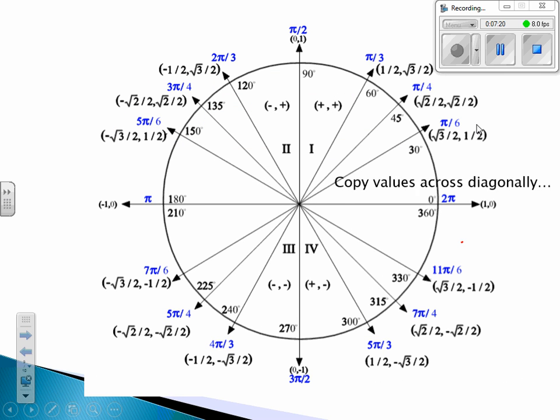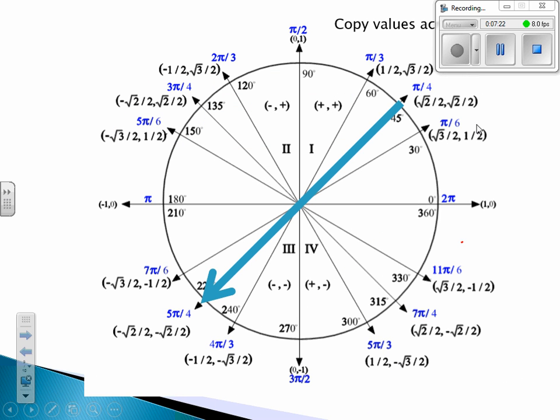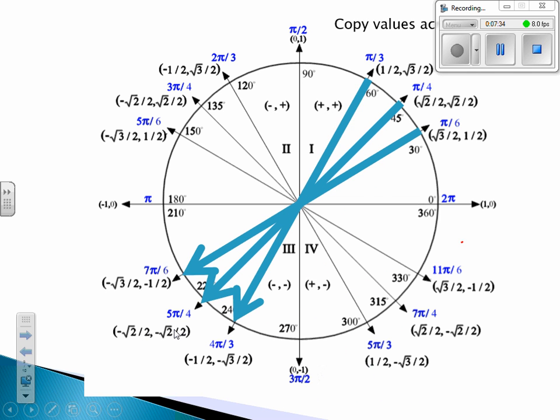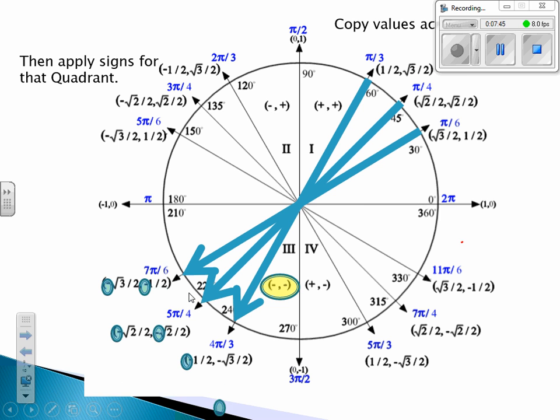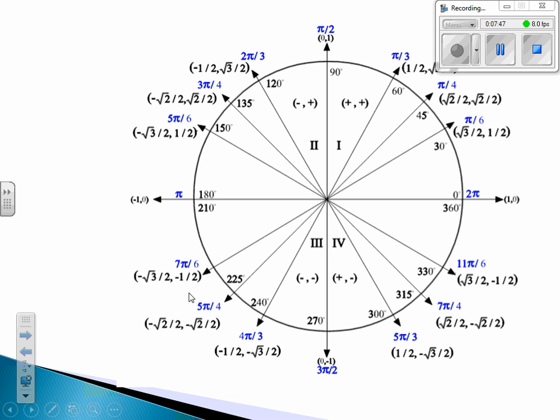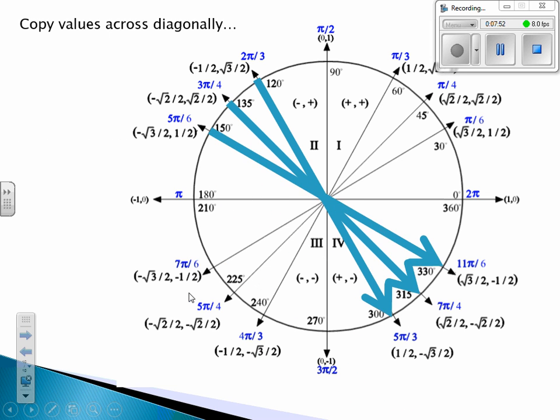Similarly, we're going to copy values diagonally because of symmetry. Like I said, x-axis and y-axis symmetry. So square root of 2 over 2, square root of 2 over 2, you get the same thing. Copy across, copy diagonally, and then apply the signs for the quadrant. Because quadrant 3 is negative, negative, it means my x value and the y value will be negative for each of the points. And then for the last one, diagonally in the other direction.